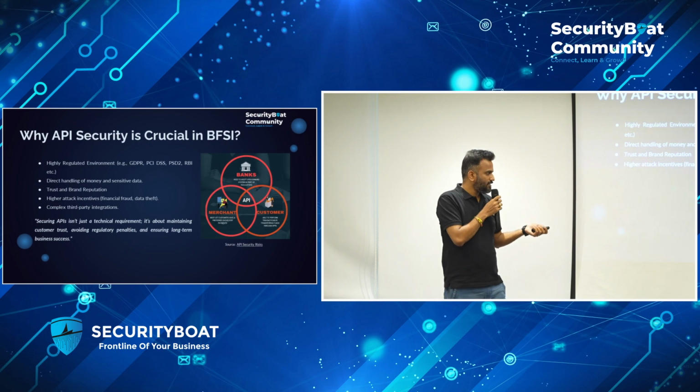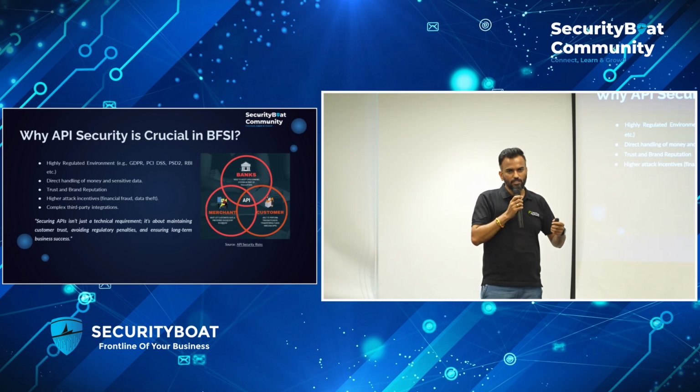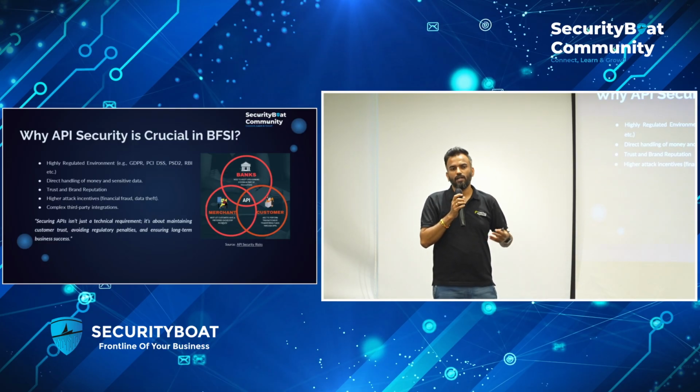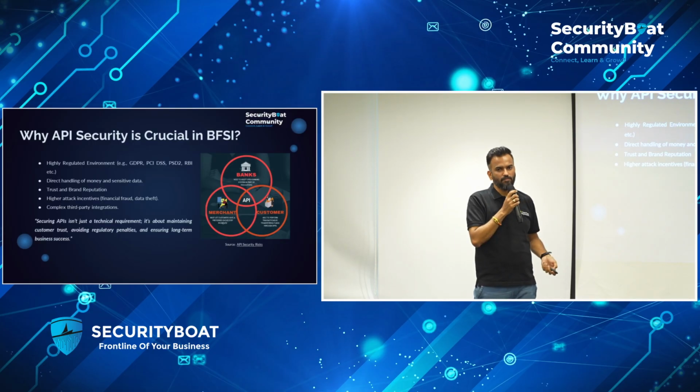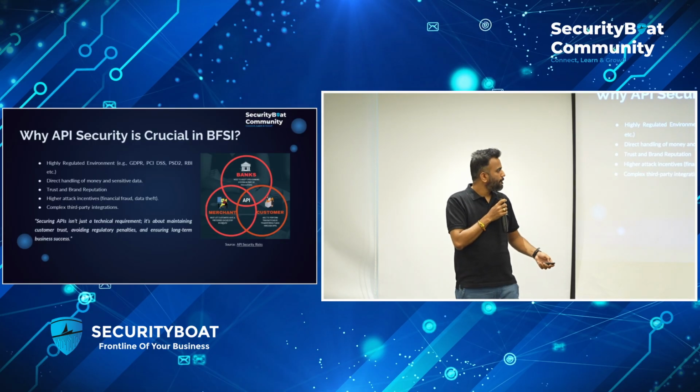Then higher attack sensitivity, because of financial fraud and data theft. Once you are able to identify a flaw in an API which is related to banking and all, the attack surface, as I mentioned, can be increased, and then you can find more kinds of attacks where you can deal with the money, you can do a fraud, you can do a data theft, all those things, okay?